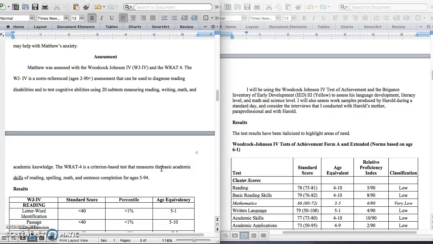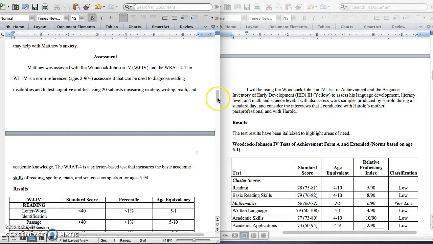The Woodcock-Johnson 4 is a norm-referenced, age 2 to 90-plus assessment that can be used to diagnose reading disabilities and cognitive abilities using 20 subtests measuring reading, writing, math, academic knowledge. And the RAP 4 is a criterion-based test that measures the basic academic reading skills for ages 5 to 94.